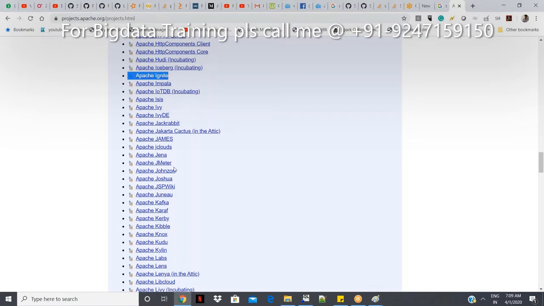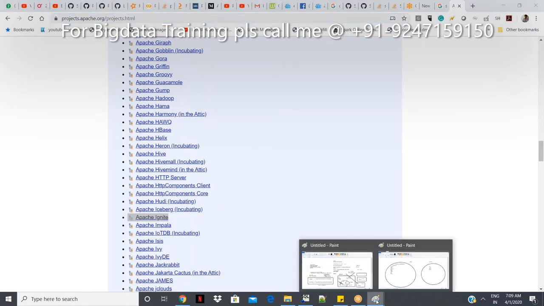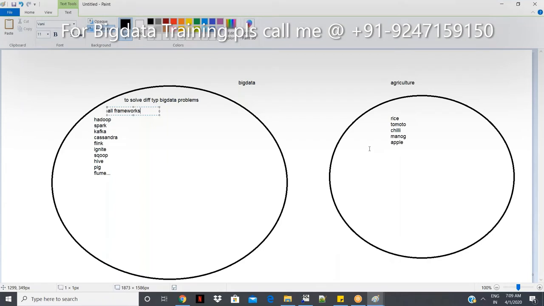At that time, if you want some support, the Apache Software Foundation does not give any support. They just release the project, that's it. But if you want support, what do you do? At that time, a few third party companies came into the picture. Third party companies. Okay, what is that?